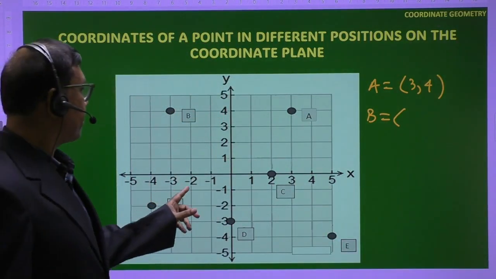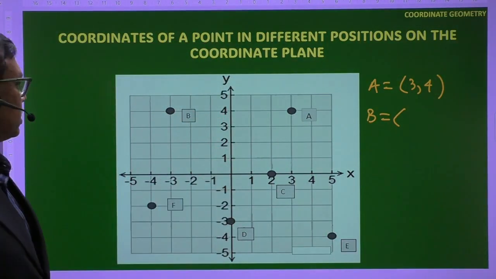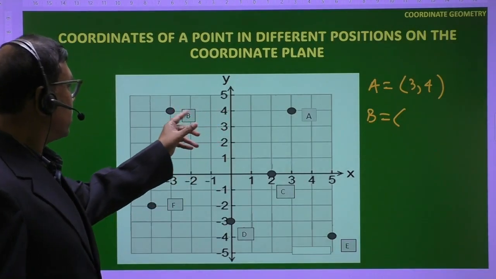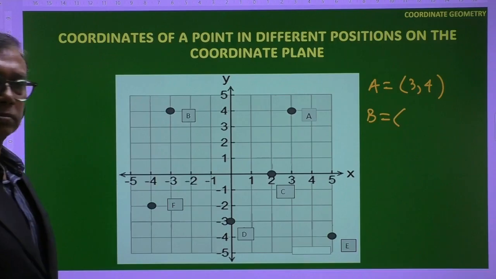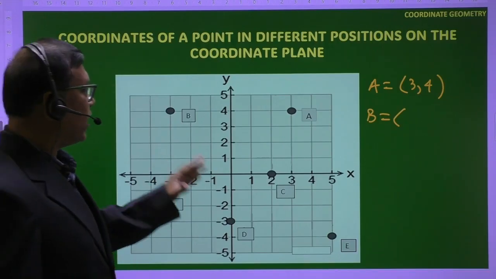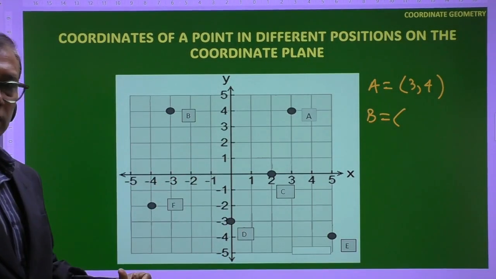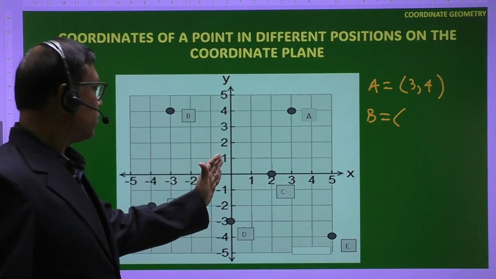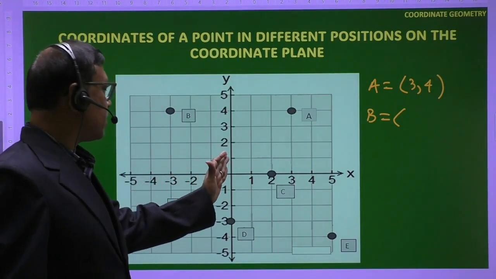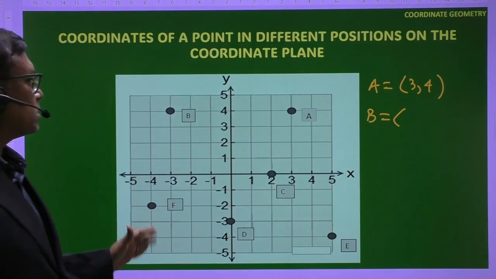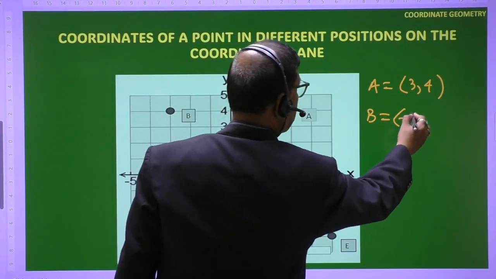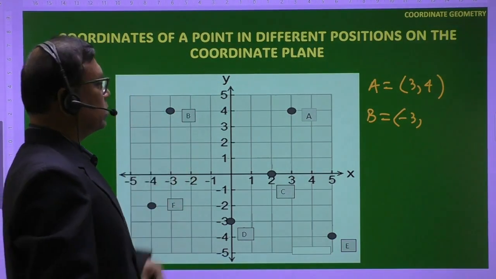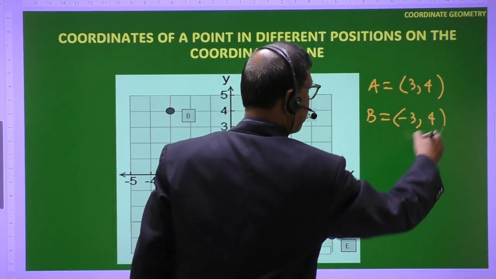Tell me, what will be the coordinates of B? So from y-axis 1, 2, 3. But we will write minus 3, because it is on the left side with respect to the origin. So that's why we will write minus 3 comma 4. 1, 2, 3, 4. Yes.